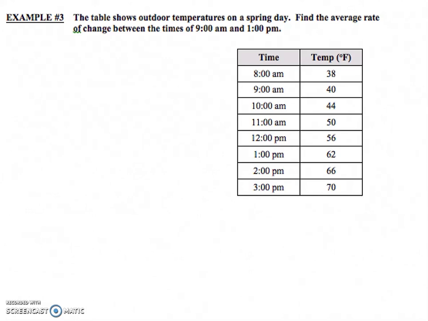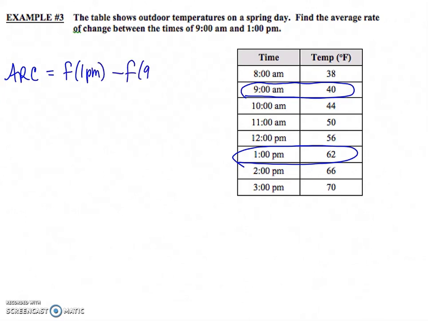All right, so right here, if we look in the table, here's our 9 a.m. information, and here's our 1 p.m. information. And you know the rule about slope, how you can look at the ordered pairs in any order as long as you keep it consistent. So I'm going to say that my average rate of change is going to be equal to f of 1 p.m. minus f of 9 a.m.